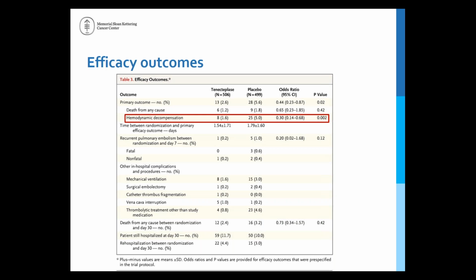So this was important. Perhaps if we had had even more patients, it's hard to have more than 1,000 patients, but if we had more patients, maybe we could have demonstrated a mortality benefit. But at least these patients did not have hemodynamic decompensation, therefore it's not a patient that required resuscitation, and so forth.